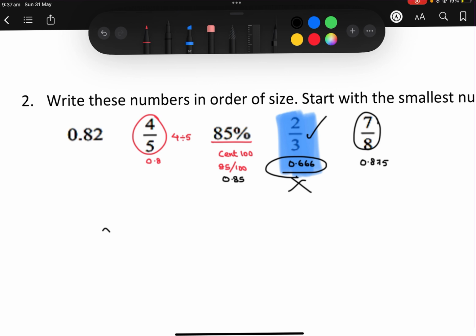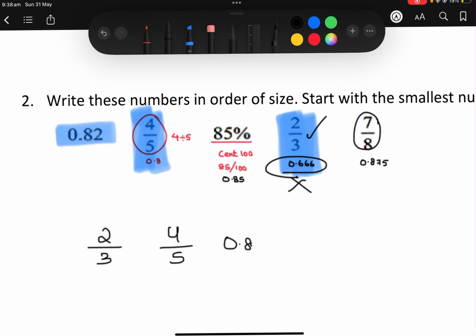Okay, so in the order, if I start, 2 over 3 comes here. Then I have 4 over 5, which is 0.8. So it goes as 4 over 5. Then I have my 0.8 goes here. Okay, 0.8 is here. And then likewise, I have my 85%, 0.82 comes here.